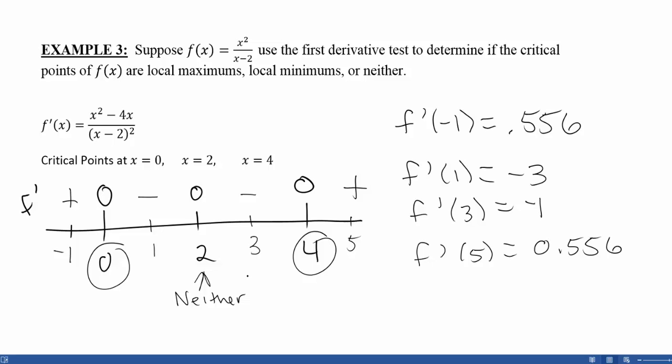However, at 0, my sign changes from positive to negative as I move from left to right. So that tells me that 0 is a local max. Over at 4, I can see that my derivative changes from negative to positive around 4, and that tells me that 4 is going to be a local minimum. So here, I had a case where I had a local max, a local min, and neither, and I was able to determine that by testing some points around my critical points to see how my derivative changed. Let's look at another.